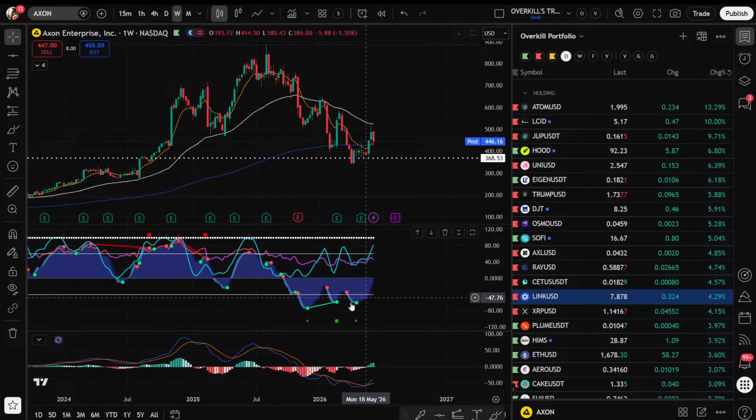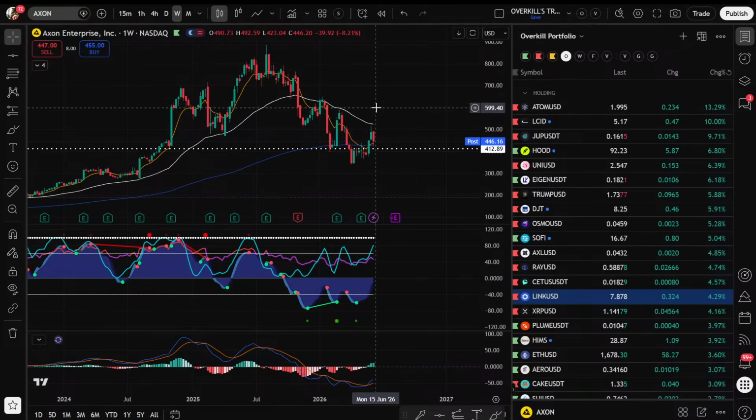Yeah. Axon still got a green dot here. I like this one over $400.